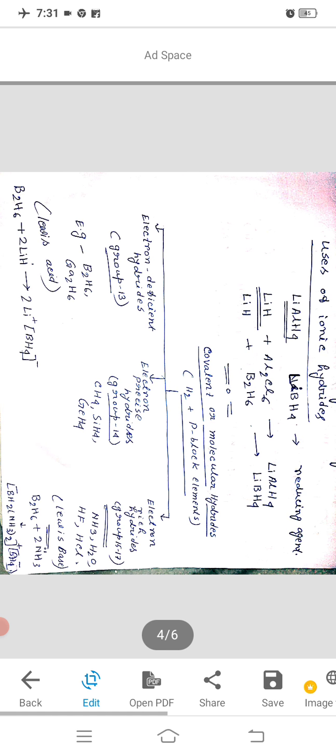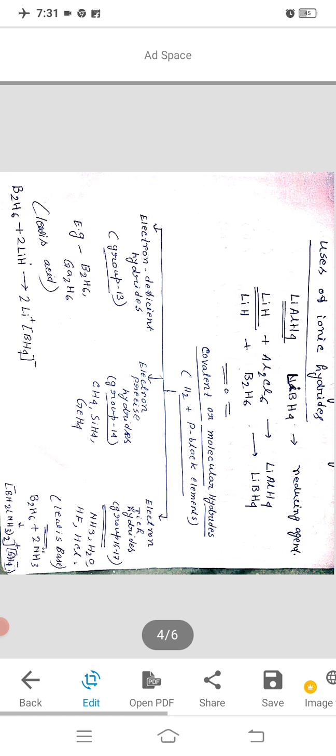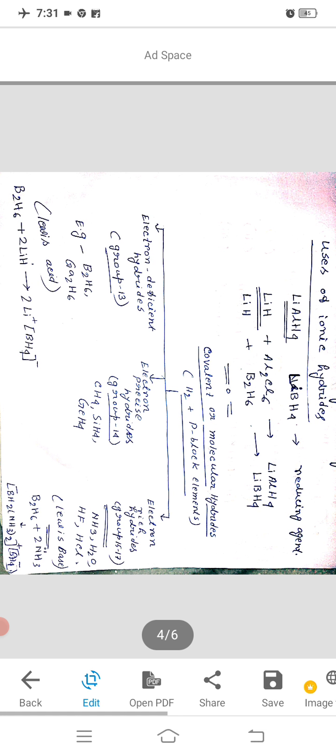Now you must remember the uses of ionic hydrides. These ionic hydrides act as good reducing agents in organic chemistry. Lithium aluminium hydride and lithium borohydride are made from ionic hydrides and are used as strong reducing agents. Lithium hydride reacts with aluminium chloride to form lithium aluminium hydride, and lithium hydride combines with diborane to form lithium borohydride.